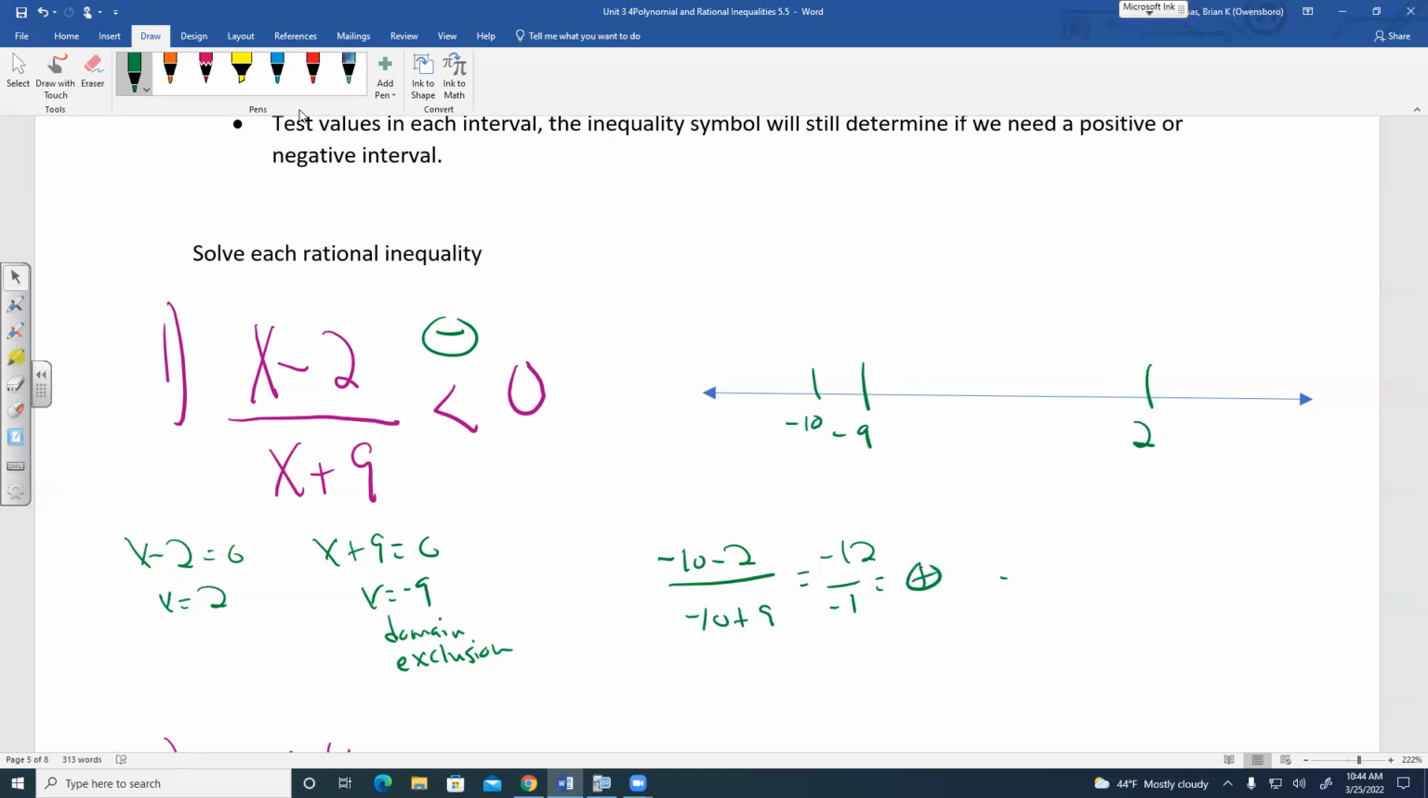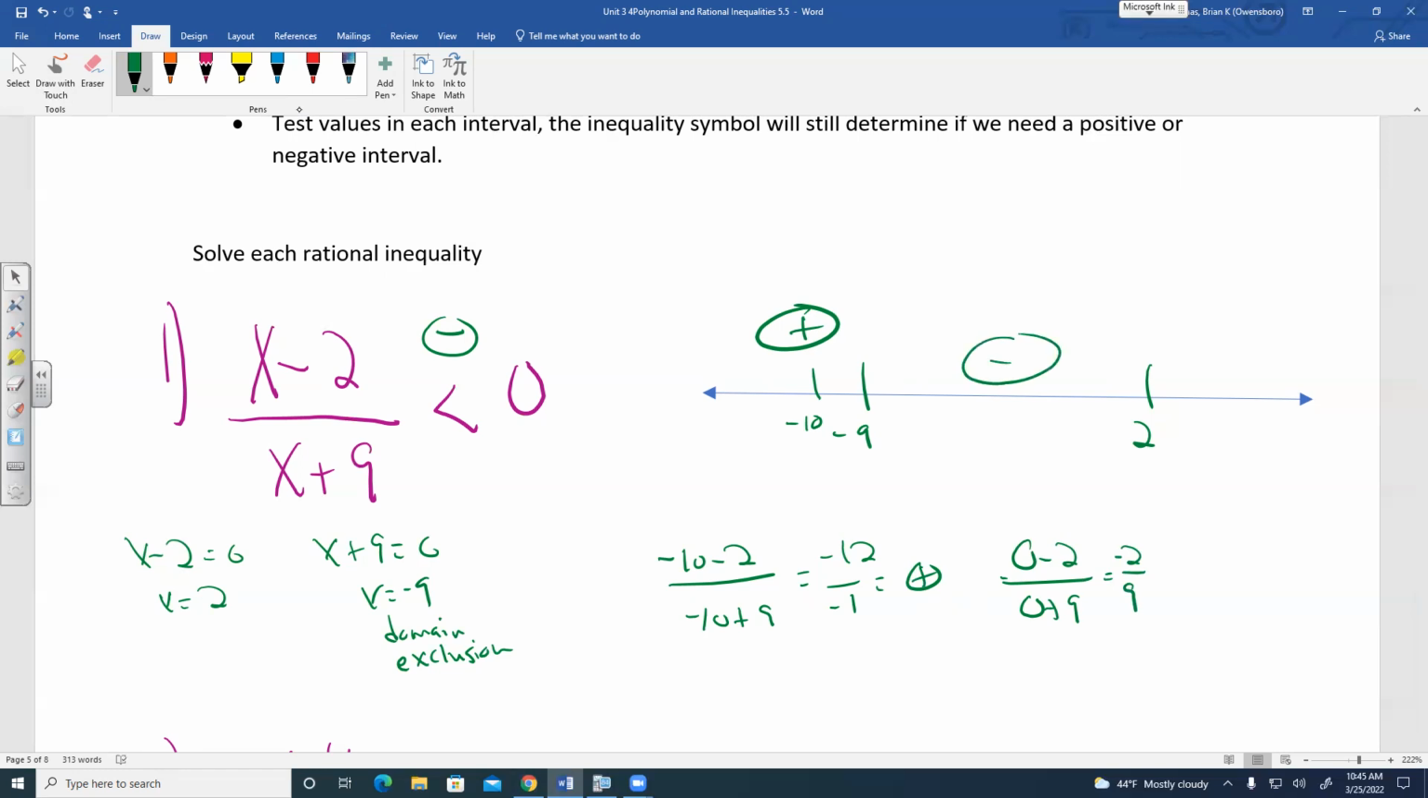A negative divided by negative is a positive. So left of negative 9 is going to be a positive. A number between 2 and negative 9 would be 0. So let's test 0. 0 minus 2 over 0 plus 9. That's going to be negative 2/9. That's going to be a negative value between there.